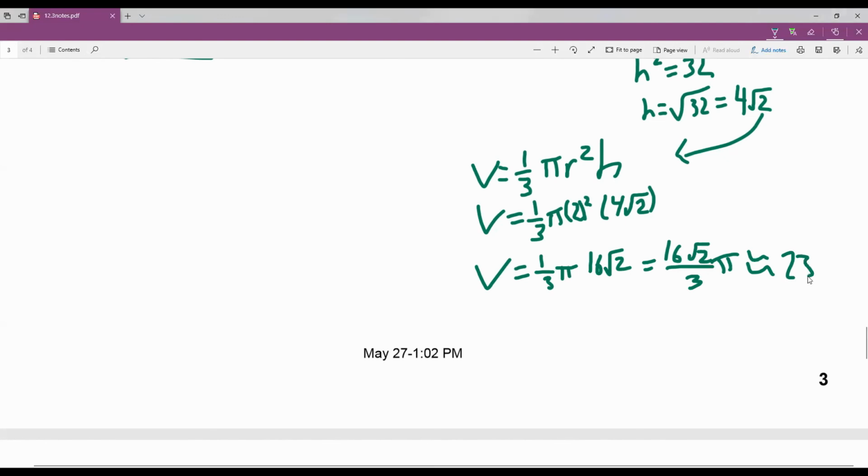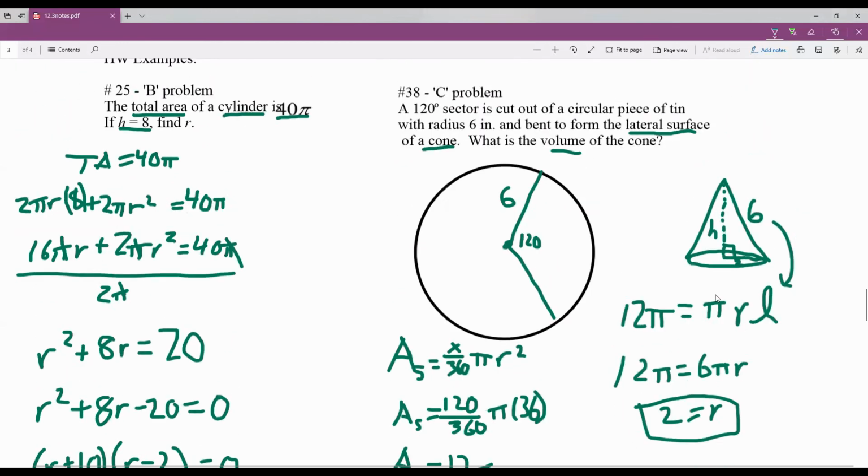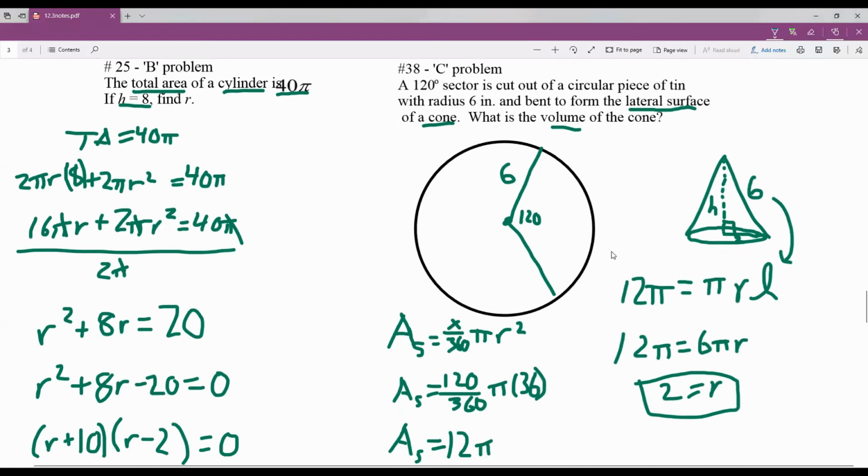So I got 23.7, but I did that on my computer calculator, so I'm not sure if that's 100% right because it's kind of got a weird interface, but I think that's about right. So there you go. So that's problem C.